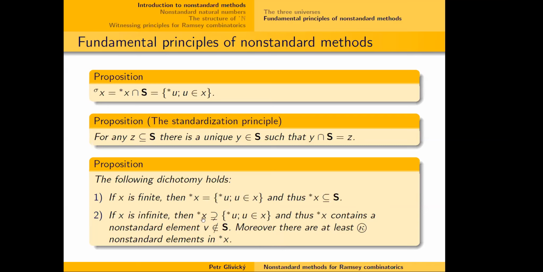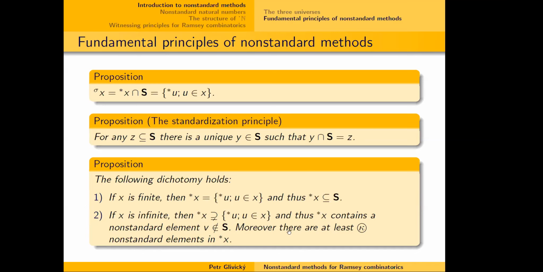And for the infinite set, the star of the infinite set always contains more than just the stars of the original elements. They are always there, but for an infinite set, other elements are present, and the new elements in star of X, which are not stars of the original ones, are so-called non-standard elements of the star of X. They don't belong to the standard universe.